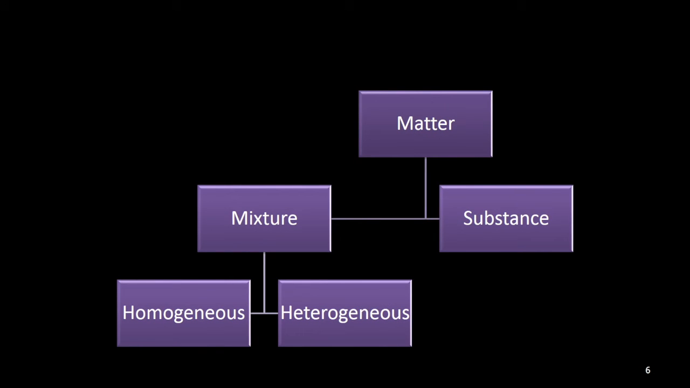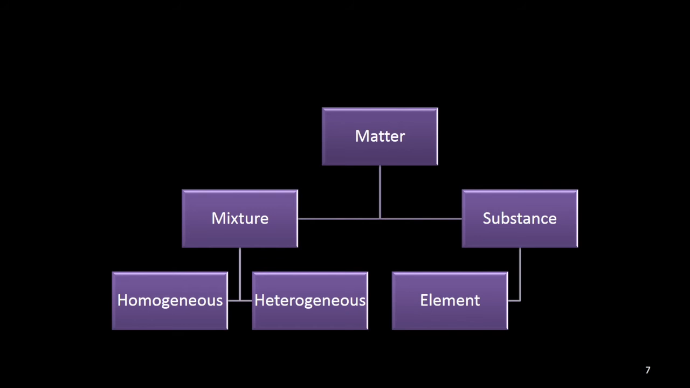So if a mixture is not homogeneous, it has to be heterogeneous. This type of mixture is where you can see the individual types of matter that make up the mixture. Examples of this would be something like a chocolate chip cookie, or even the members of your classroom. Your classroom is a very good example of a heterogeneous mixture.